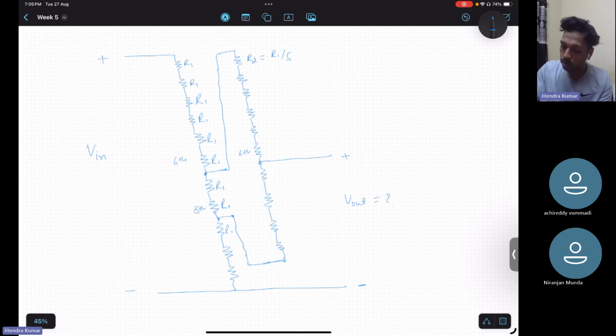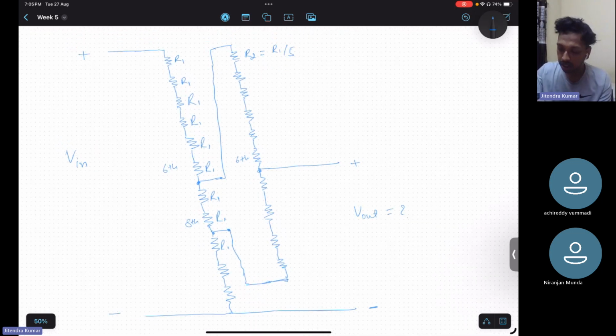Now, if you want to calculate here, this R1, this 2R1, look carefully here, this 2R1, R1 plus R1, they are in parallel with this 10R2. I hope you are able to observe it, right?